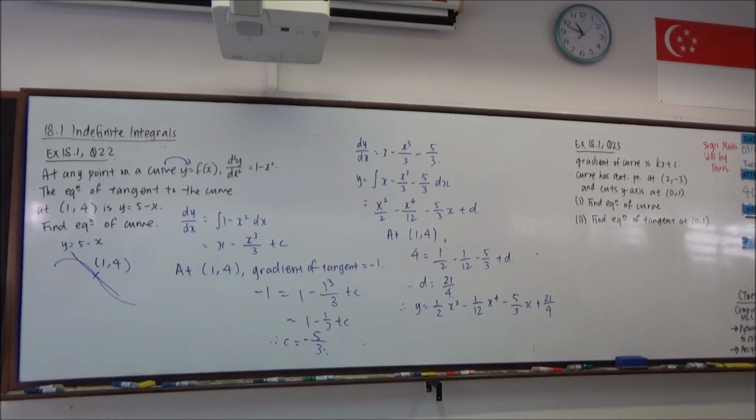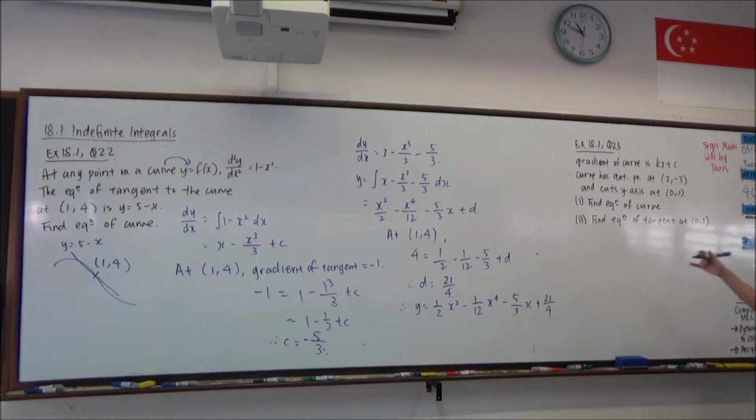One last problem sum before I call it a day. Alright, in question 23, we have the gradient of the curve to be kx plus c. K and c are constants. The curve has also a stationary point at 2, -3. We have no idea what kind of stationary point that is, but it may not be important. Okay, and then also the curve cuts the y-axis at the point 0, 1. Okay, so we want to find out what is the equation of the curve.